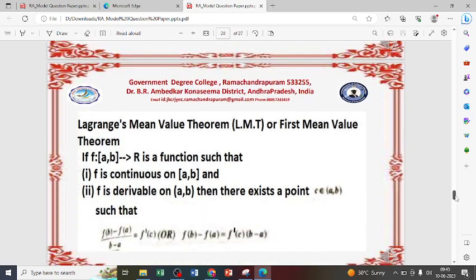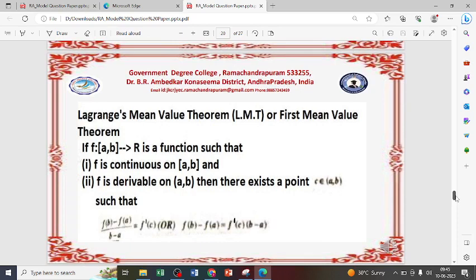So what is Lagrange's mean value theorem? If f is a mapping from the closed interval [a, b] to R such that, number 1, f is continuous on the closed interval [a, b], number 2, f is derivable on the open interval (a, b), then there exists a point c between a and b such that (f(b) - f(a))/(b - a) = f'(c), or f(b) - f(a) = f'(c) times (b - a).